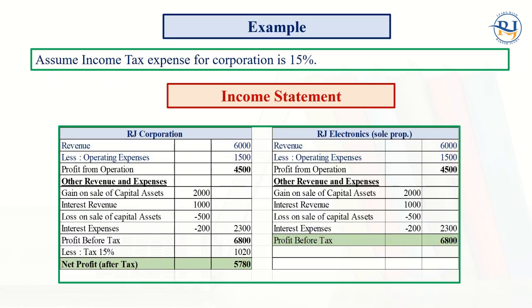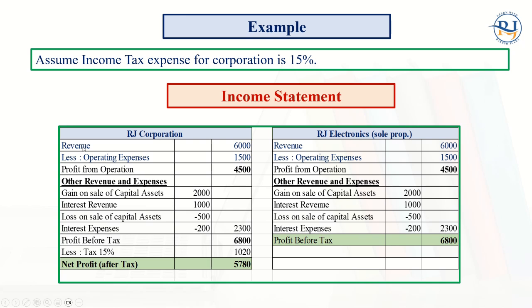Now look at this. Assume that income tax expense for the corporation is 15%. And we have income statements for both. The first one is RJ Corporation and the second one is the RJ Electronics sole proprietorship. And there is a difference between these two statements. What is the difference? The major difference is the tax.